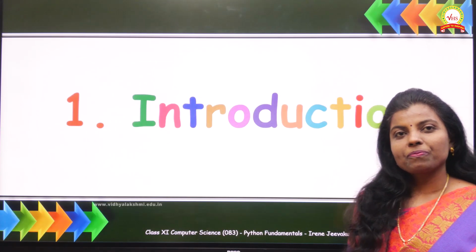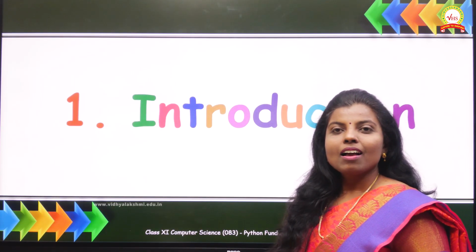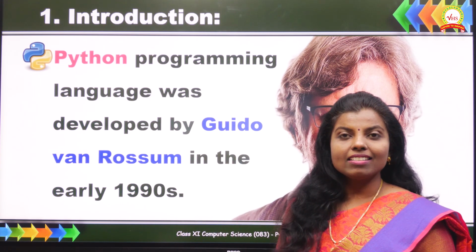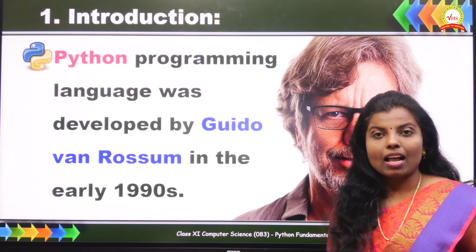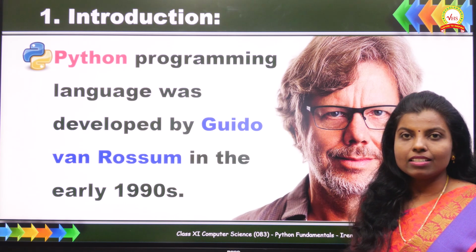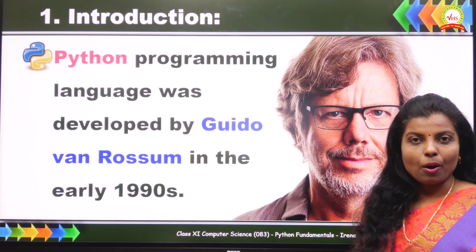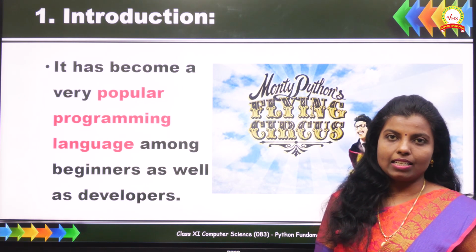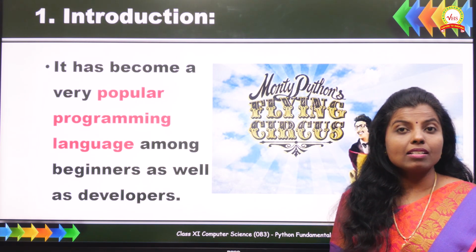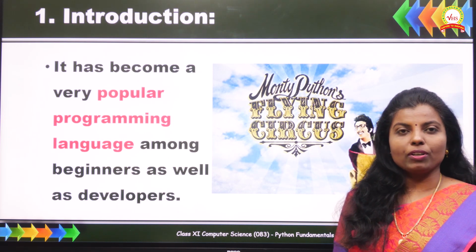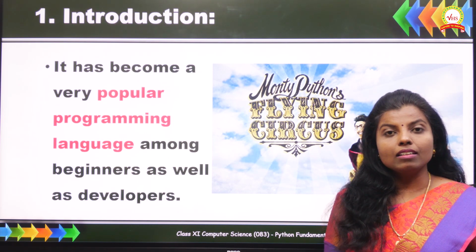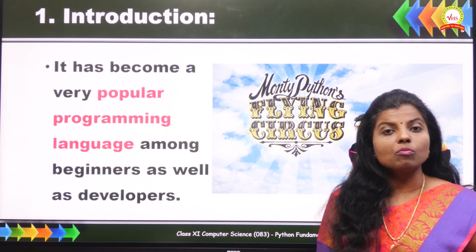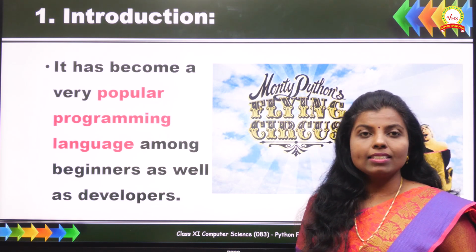Let's begin now. Introduction. Python programming language was developed by Guido van Rossum in the early 1990s. He started developing this programming language in the early 1980s during one of his vacations. Now, it has become the most popular programming language among the beginners as well as developers. Who are the beginners? Beginners are the people, one who is completely new to the programming. Even a 10-year-old can learn this programming language basics very easily. And also it is most widely adopted by all the developers.